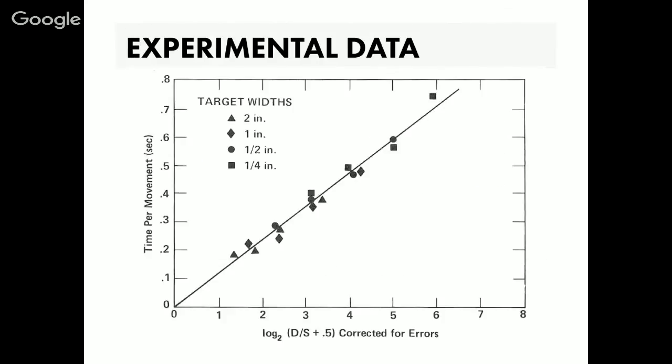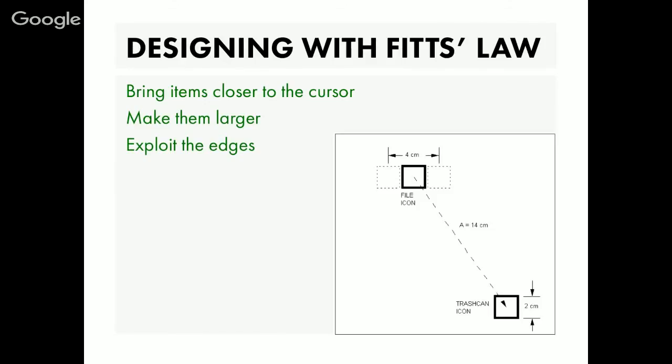The cool thing about this law is it's been proven over and over again. There have been lots of studies of time, distances, and motor skills around Fitts' law. So what does it mean from a design standpoint? When you are designing something, you want to do the following things. You want to bring items closer to the point of interaction. If it's something on a screen like a cursor interface, then you want to bring them closer. Or you want to make them larger.